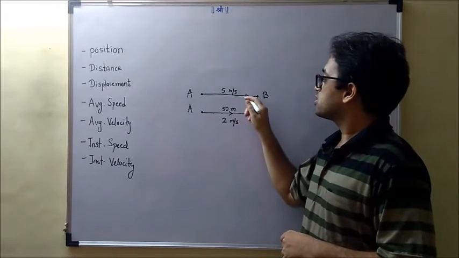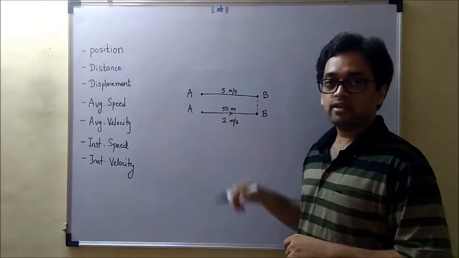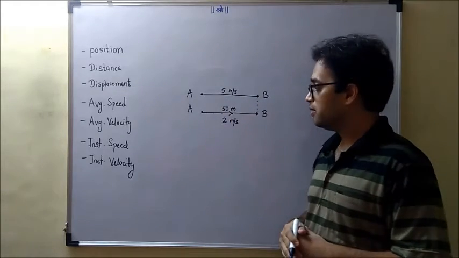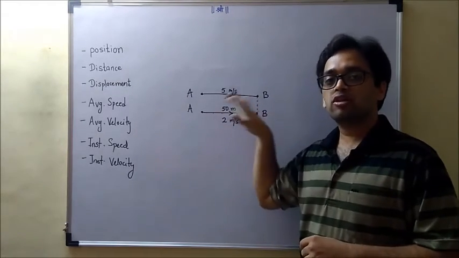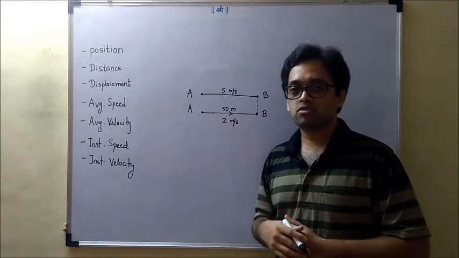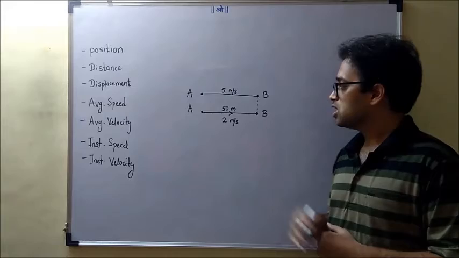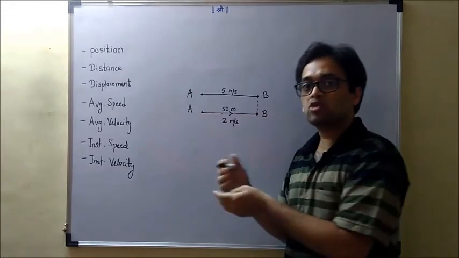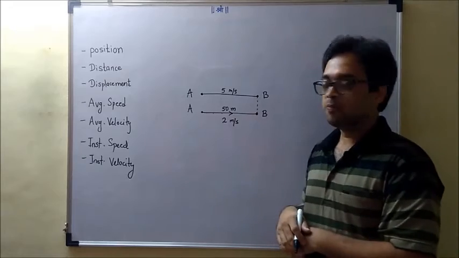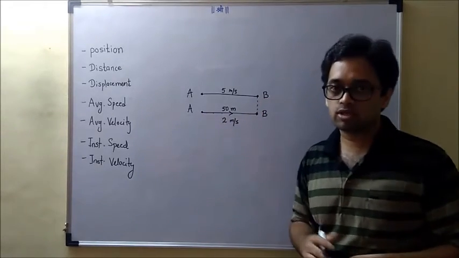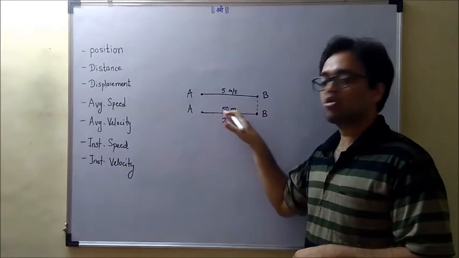If you take any instant in between B and A, the speed is 5 meters per second, velocity will be minus 5 meters per second. So instantaneous quantities are already given. In this particular case, it is called a uniform speed or uniform velocity case, where instantaneous speed for any section is equal to average speed for that section. Instantaneous velocity for any section is equal to average velocity for that section, because it's constant everywhere.